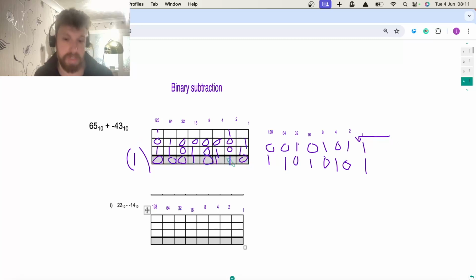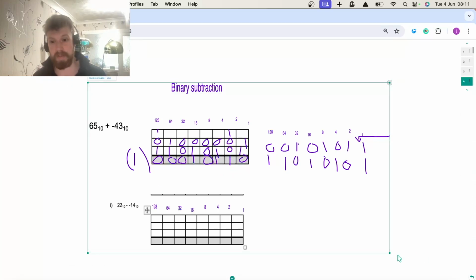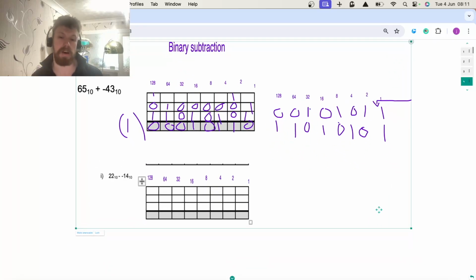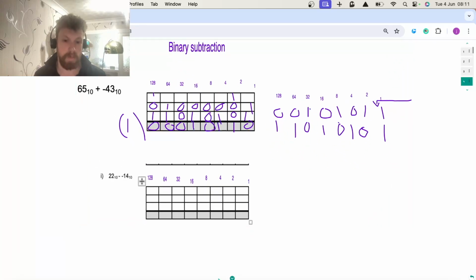So it will give us the correct number, and as you can see, the number has gotten smaller because there's more ones over here, which is very interesting how that all kind of fits together, and it uses that idea of overflow to actually make it work.